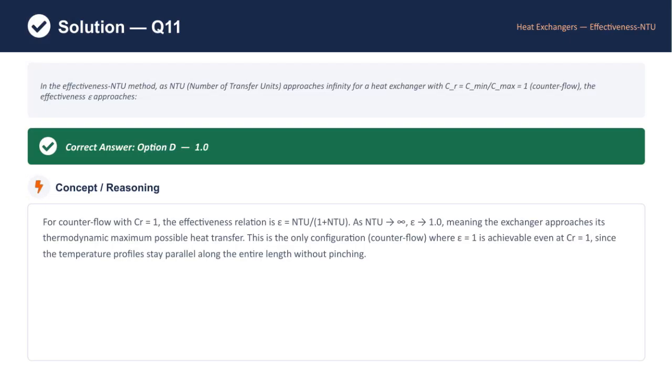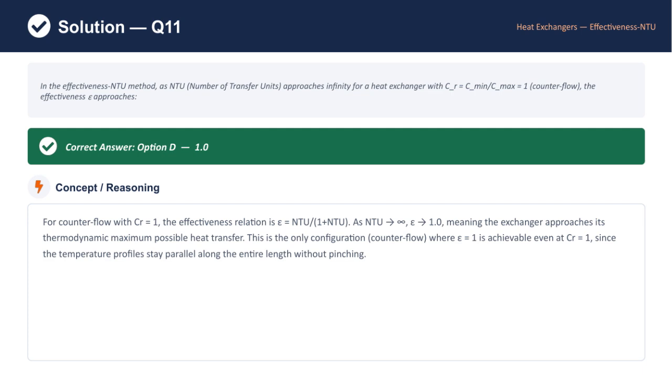Let's focus on the effectiveness NTU method for heat exchangers, specifically for a counterflow configuration where the capacity rate ratio, CR, equals 1. Here, CR is defined as the minimum heat capacity rate divided by the maximum, and when CR equals 1, both fluid streams have equal capacity rates. The formula for the effectiveness, epsilon, in this case is NTU divided by 1 plus NTU. As the number of transfer units, or NTU, becomes very large, approaching infinity, the effectiveness approaches 1.0. This means the heat exchanger reaches its maximum theoretical heat transfer efficiency.